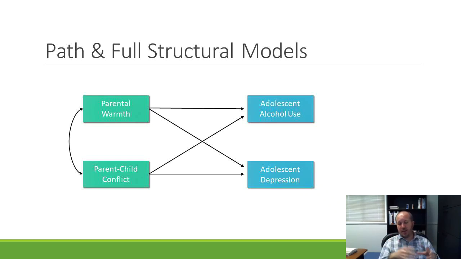You may have a confirmatory factor analysis in here. You may have mediators and moderators in here as well, but this is just a full structural model. Typically in these models, we're using the kinds of hypotheses and research questions that you've been introduced to so far in quantitative research methods, in advanced statistics, and in multivariate statistics. So we're asking about things like, what is the association between parental warmth and adolescent alcohol use and adolescent depression? What's the association between parent-child conflict and adolescent alcohol use and adolescent depression? That's a common research question that we would ask for this kind of a model.